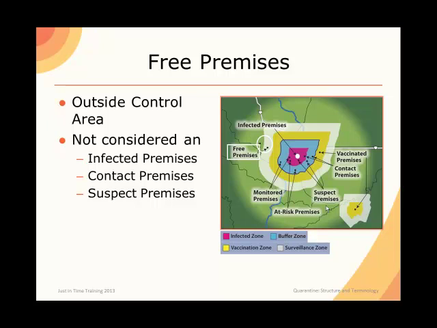Sites that are found outside the control area and that are not considered an infected premises, contact premises, or suspect premises are designated as a free premises. Movement of animals, animal products, animal semen or embryos, and various fomites into, out of, or within free premises will be allowed but may require a permit and proper biosecurity practices. Free premises are indicated in the white oval in this graphic.